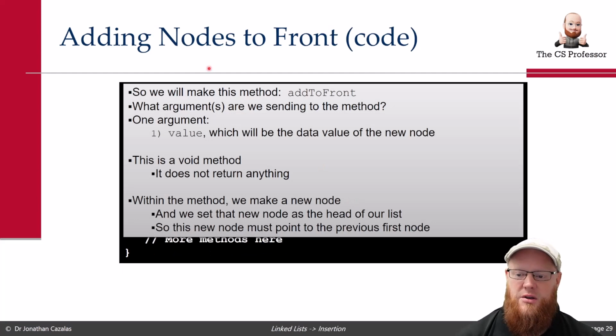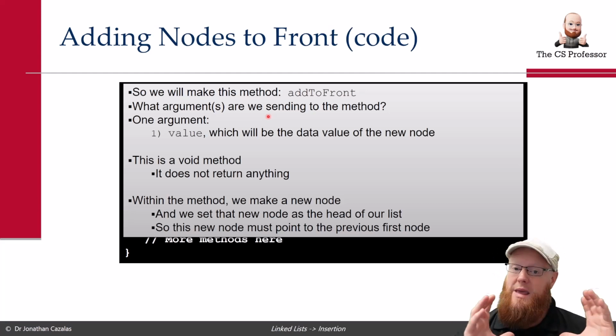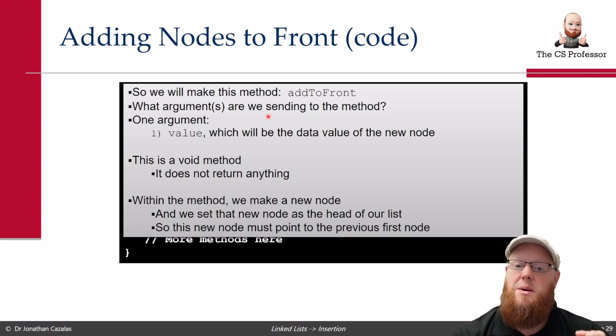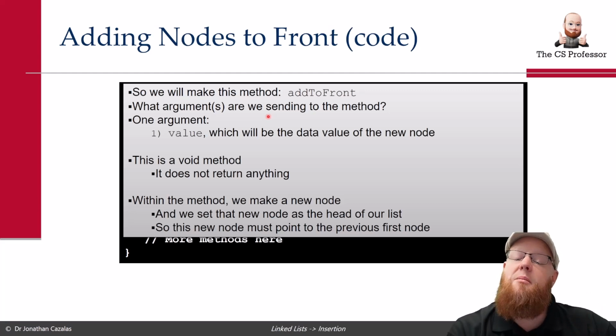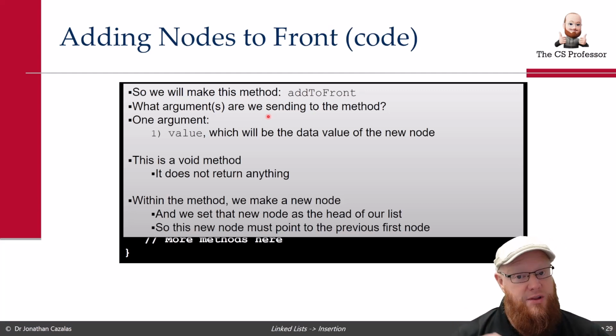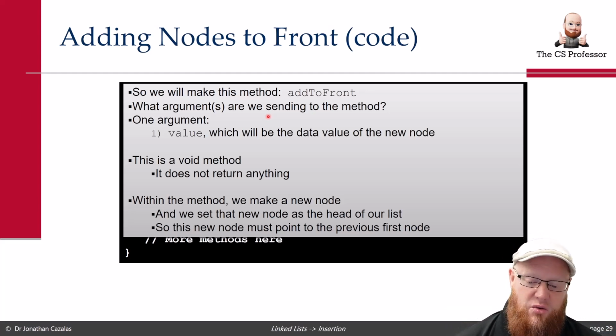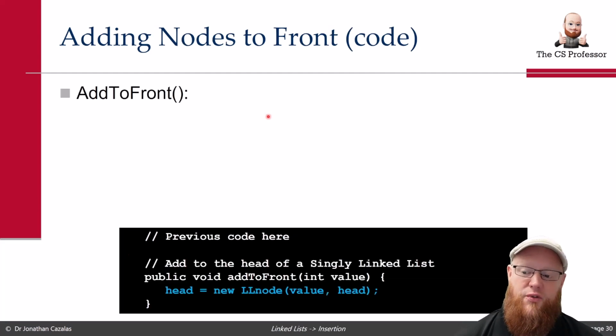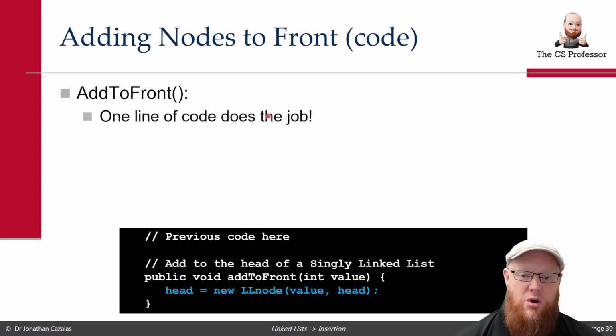Let's go through this. So we're going to make this method add to front. What parameter are we sending to this method? The value we want to insert, right? This is a void method. It's not returning anything. And within this method, all we're doing is we're going to make a new node. We're going to make that node point somewhere, depending on whether or not the list was previously empty. And then we're going to save the address of that new node into head, because that new node must become that new first node. So one line of code does the job for us in its entirety.